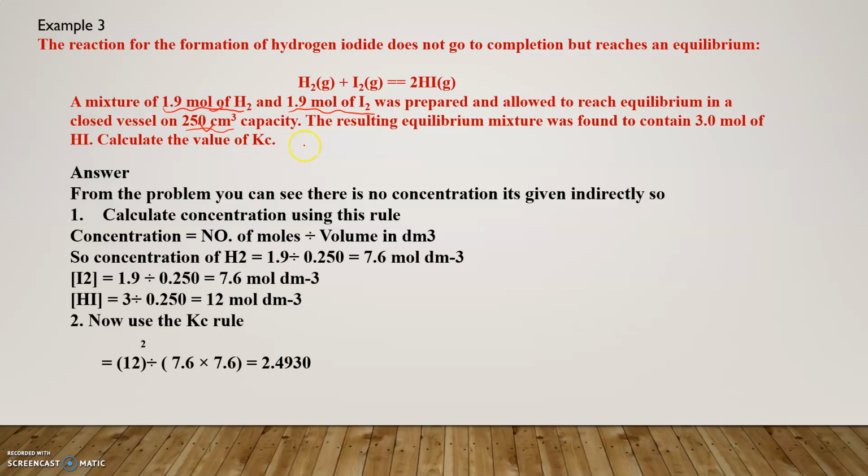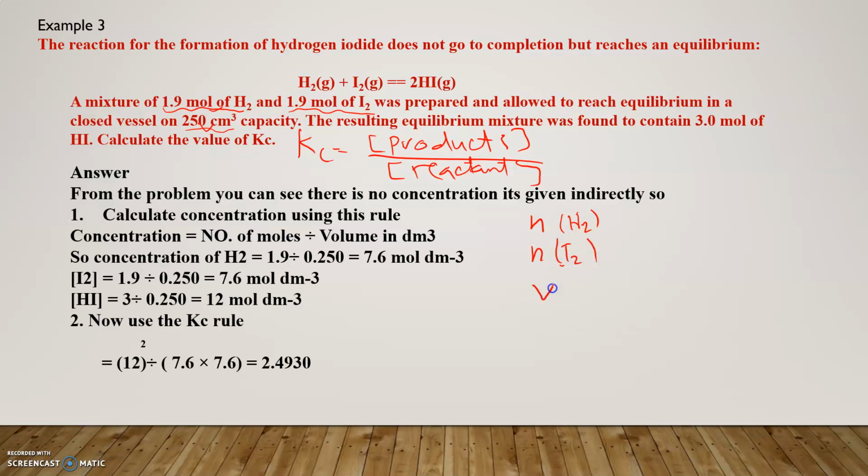Now, this is interesting. Remember when we said Kc is about concentration, so the concentration of products divided by the concentration of reactants. Where is the concentration? In here there is no concentration, but he's giving you something else. In the question, he has given the number of moles for hydrogen and the number of moles for iodine.